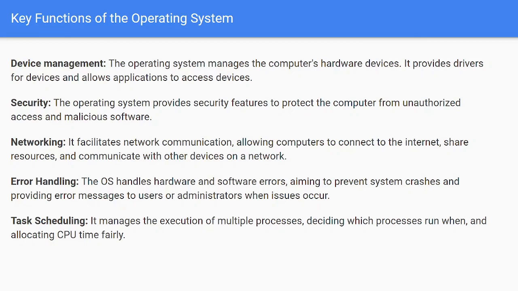Then we have security. The OS provides security features to protect the computer from unauthorized access and malicious software. Whatever operating system we are using, if you go to settings, you see a part concerning security. You understand? This is what the OS is in charge of. So we have networking. It facilitates network communication, allowing computers to connect to the internet, share resources, and communicate with other devices on a network.